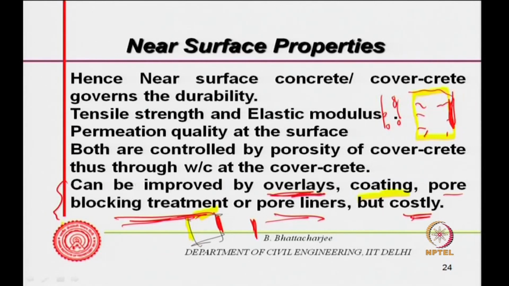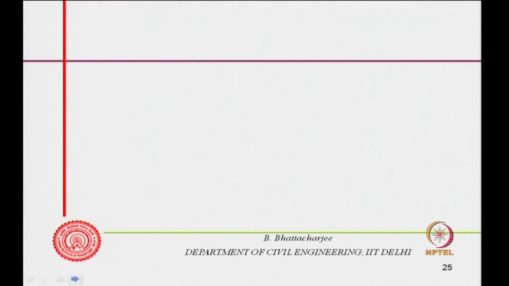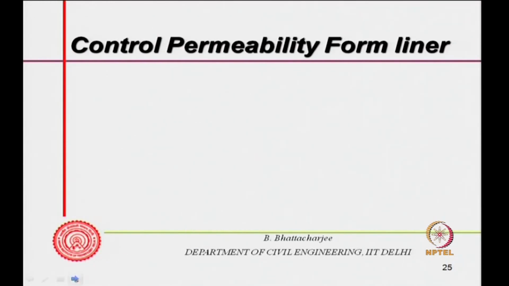For example, overlays could be costly, coating could be costly, because you may have to repeat them over a period of time, as we have seen earlier that there is a service life for these, and you may have to change them from time to time. If you change them from time to time, there is a recurring cost involved and life cycle cost will increase. But one way is to use a controlled permeability formwork liner.